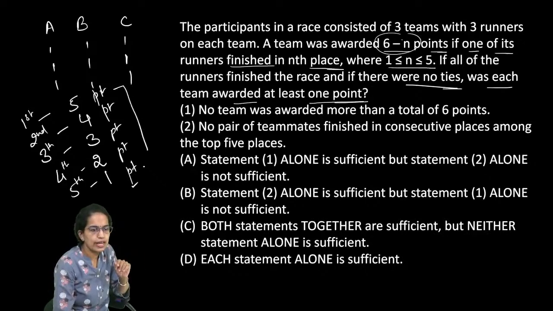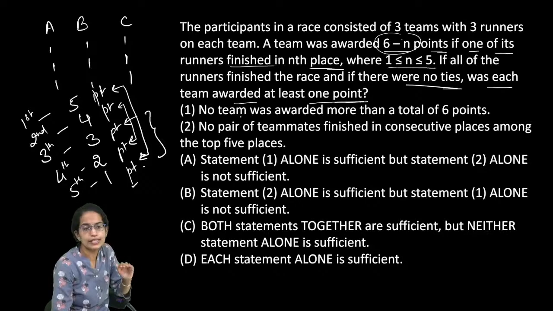I can have 5 and 1 as one of the combinations because no team was awarded more than 6 points. So I can have this team as 1, this as another team, 3 as another independent team. I can have another combination of 3, 2 and 1. Okay, so these are the various combinations.